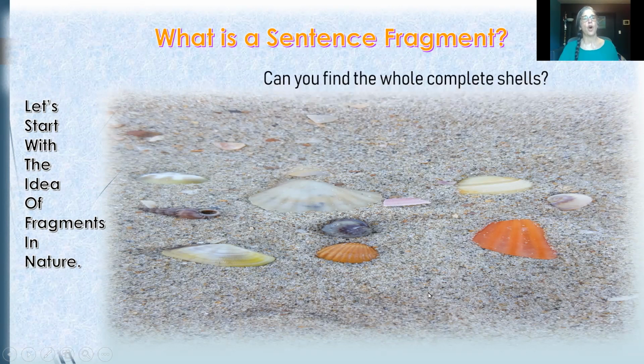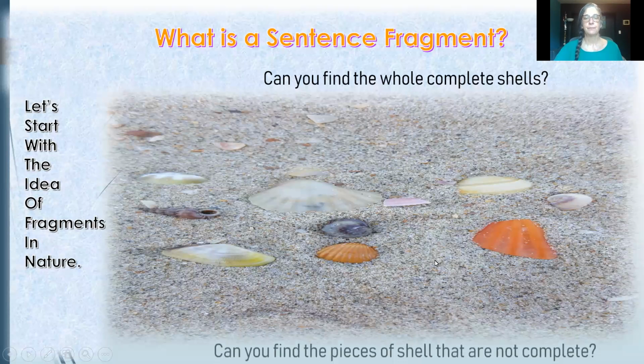Can you find the whole complete shells, Joey? I see one in the middle and the big one. Okay. And it looks like there's a couple up front. The one with the yellow is a whole shell? Yes. And the little bitty ridged orange one? Yeah, there might be one to the right, next to the orange one, but I can't tell. It's hard to tell, isn't it?